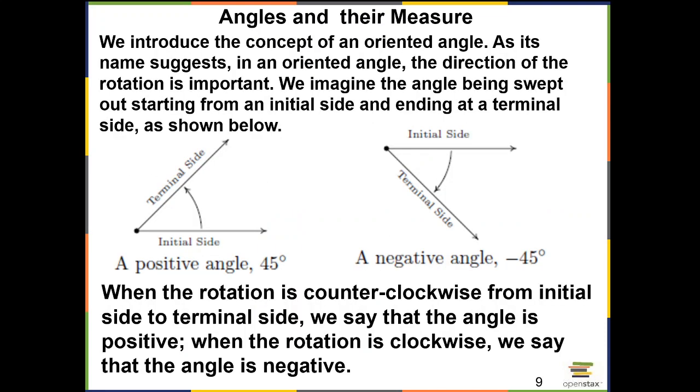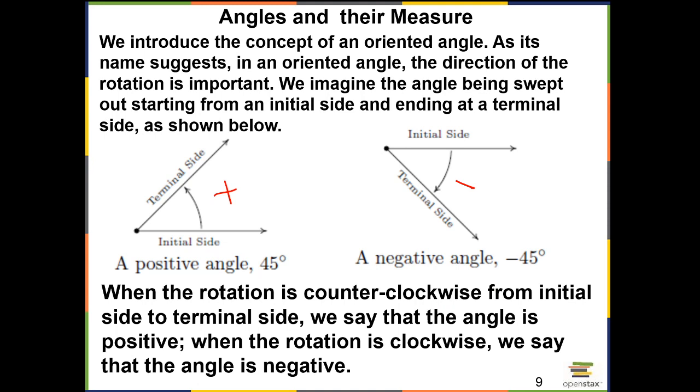All right, so now we're going to talk about oriented angles. If you fix one side, the initial side, and you move the other side, we call the other side the terminal side. If you do it counterclockwise, then the angle is positive. If you do it clockwise, then the angle is negative. That's just by definition. So this way we have orientation. Each direction has its own definition.